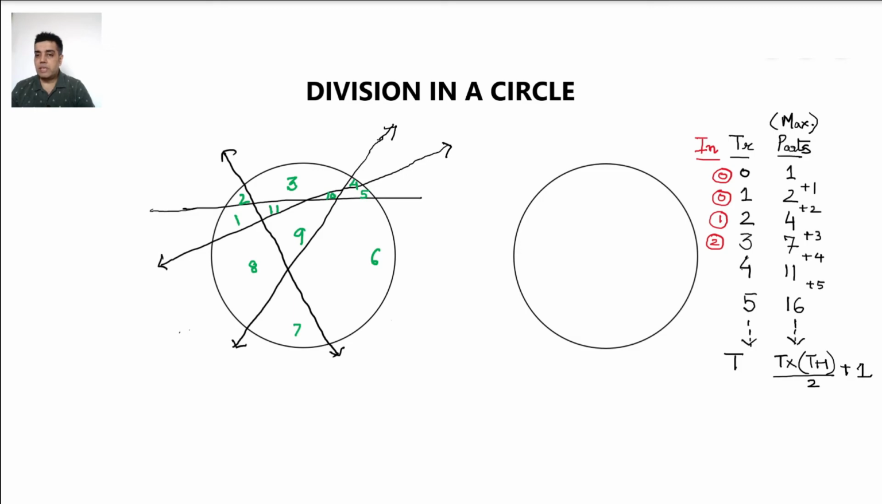So now when we take the value of T as 2, it becomes 2 into 3 by 2. Now 2 into 3 by 2 is 3, 3 plus 1 is 4, so this answer is correct. Now when we take the value of T as 3, it is 3 into 4 divided by 2, which is 6. 6 plus 1 is 7. Similarly, you will get it as 11, 16, etc.